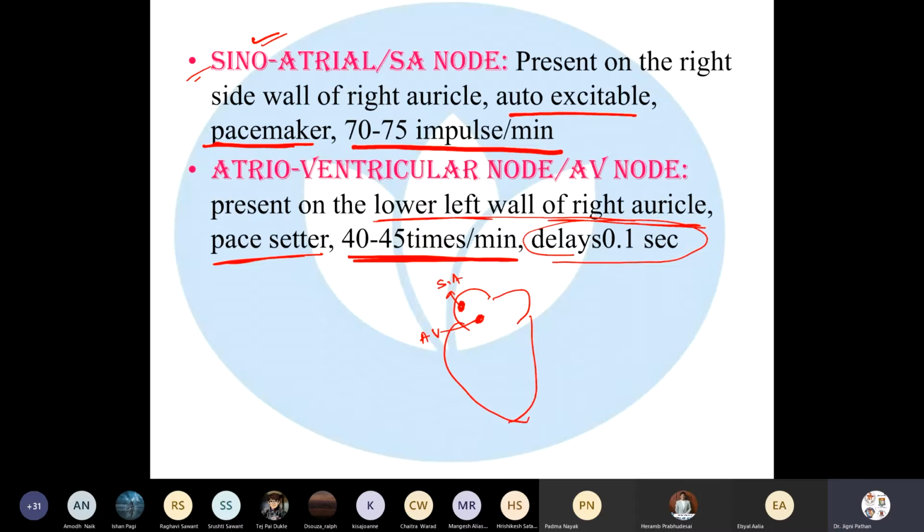So the SA node will start impulsing first. It will bring the contraction of the right auricle. It sends the impulse to the left auricle and also excites what? The AV node. If you remember the diagram, if you check the arrows, the SA node sends impulses to both the auricles, right and left, and also activates the AV node. Now the AV node also creates impulses, 40 to 45 times per minute. It is called the pace setter. What is the delay between SA and AV? The delay between SA and AV is 0.1 second. Is it clear? Please write down.